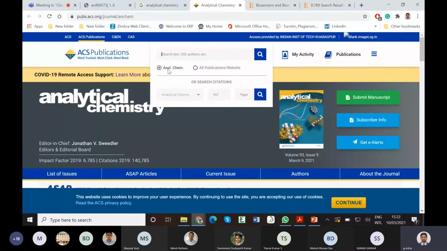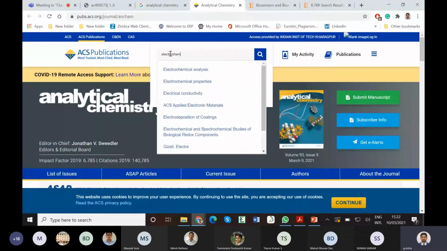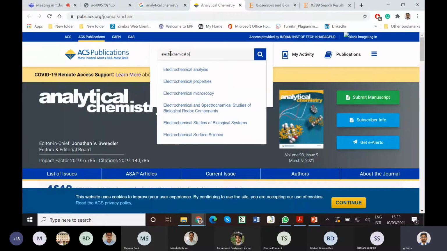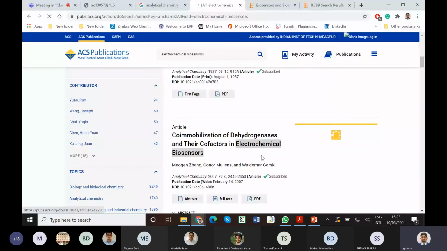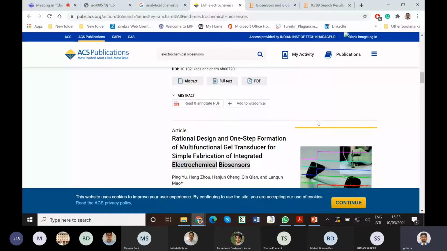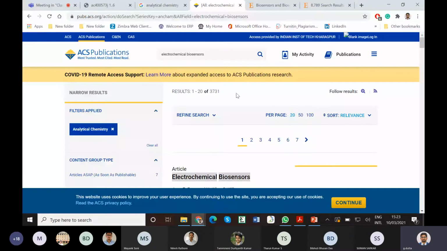Like you can search in the same way, electrochemical biosensor. If you search, you will get many papers here, so you can read the different techniques available. This is one very good journal. Also in the ACS publications you will find many other journals. Just click on ACS Publications.